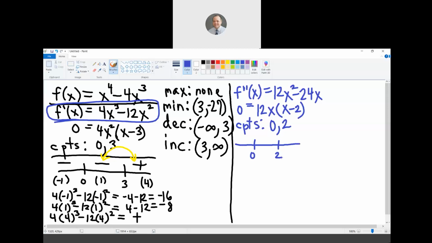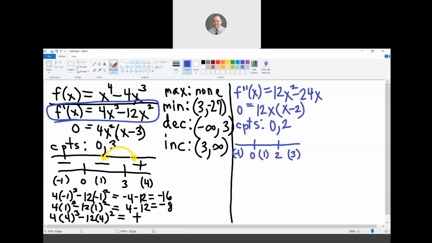And again, our critical points split our number line into 3 separate intervals. So that means we need 3 test points. Something less than 0, let's try negative 1. Something between 0 and 2, let's try 1. And a number greater than 2, let's try 3 as our test point.